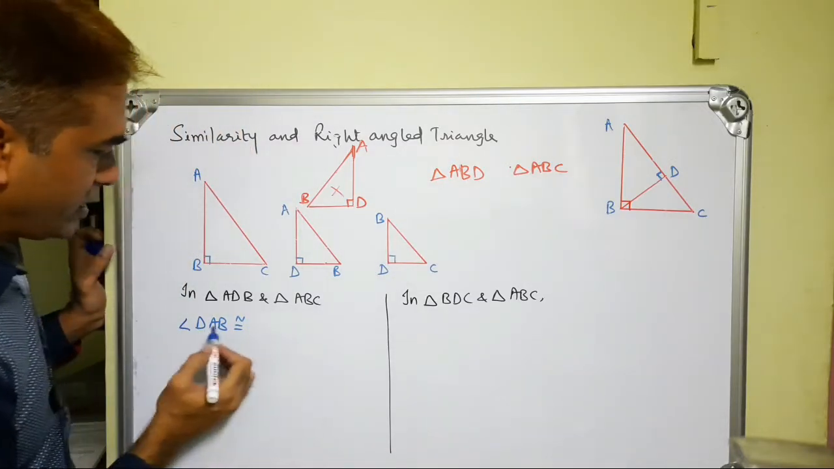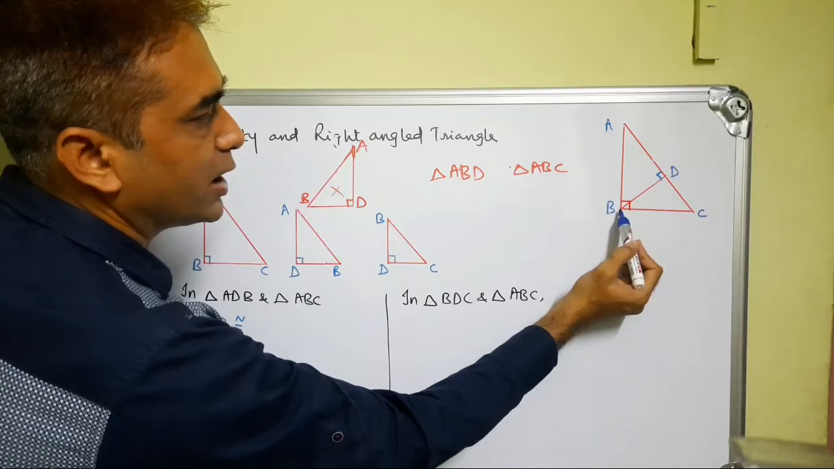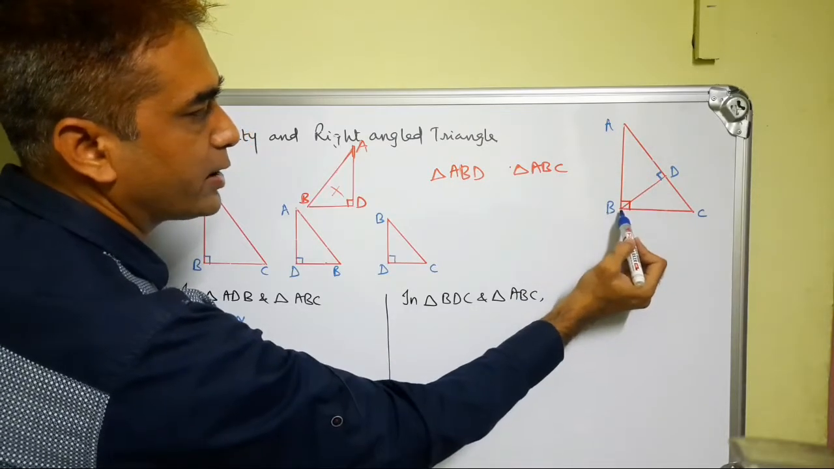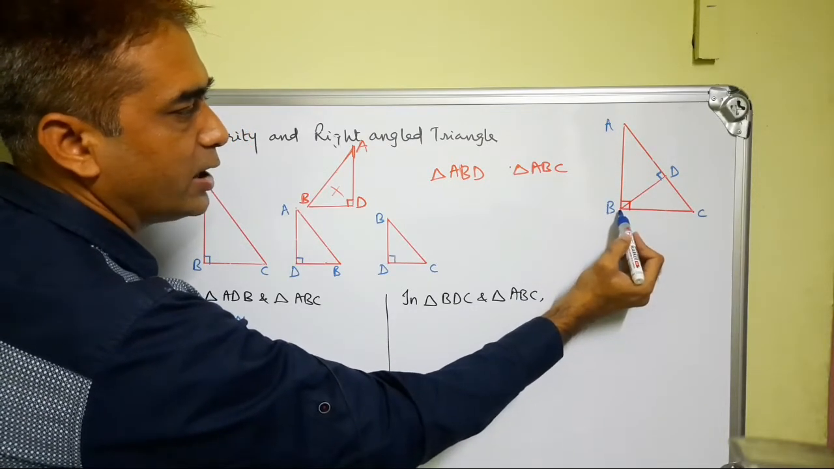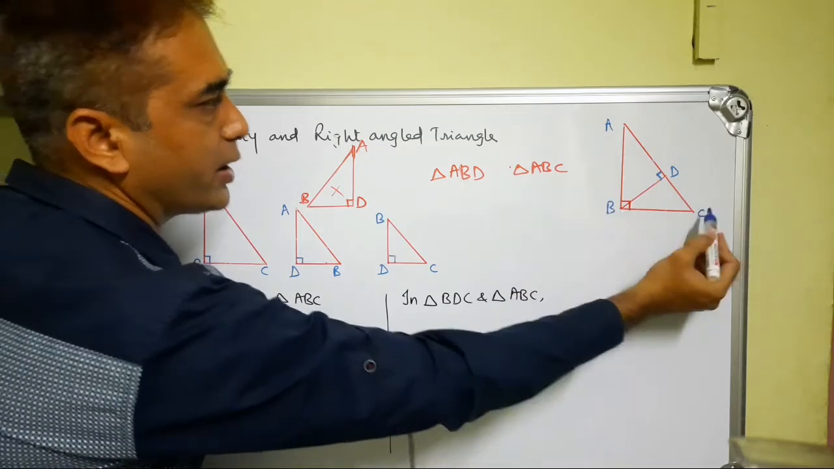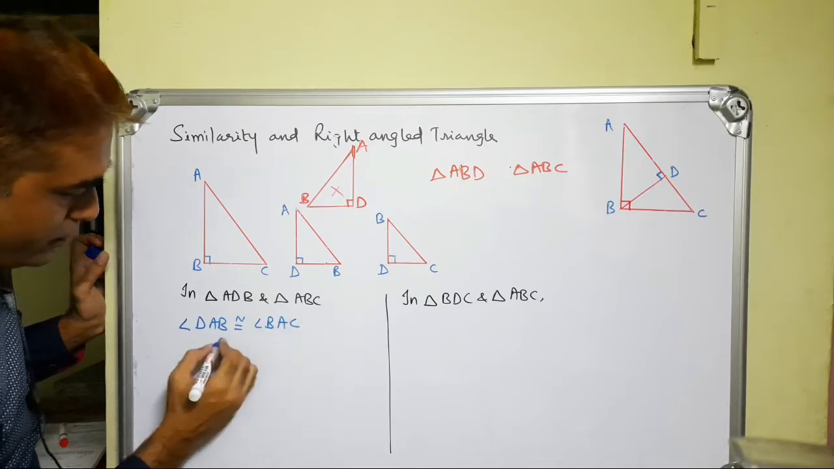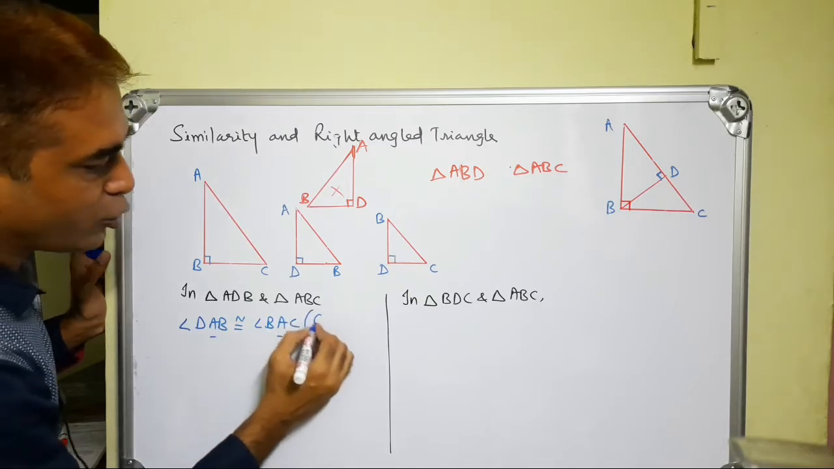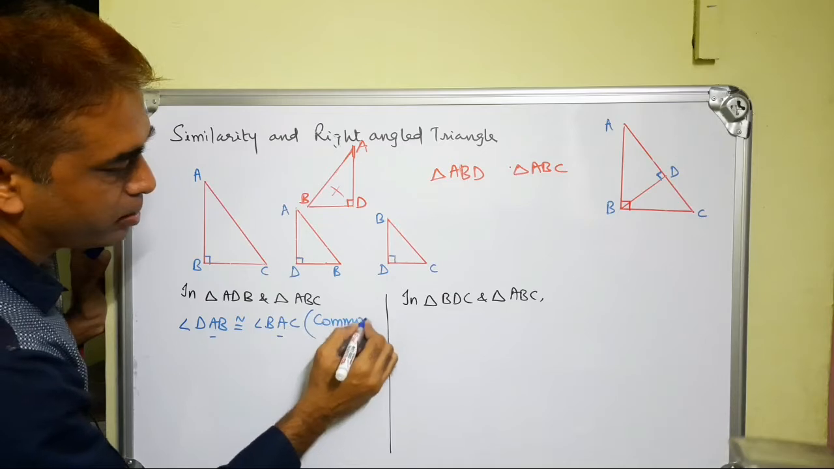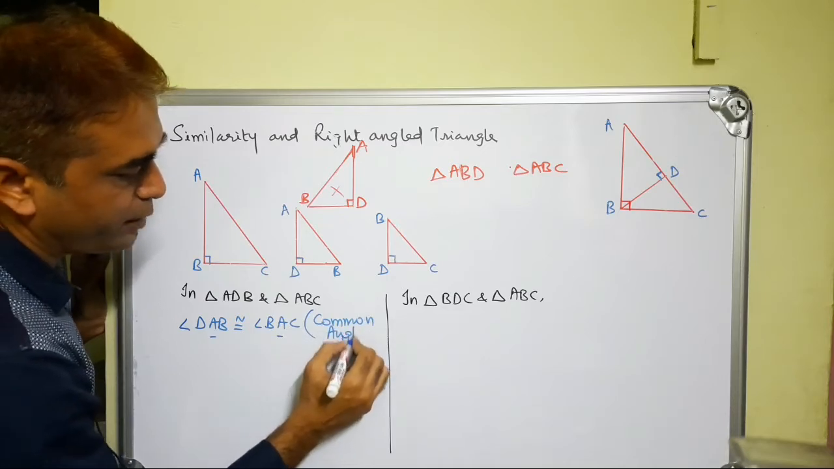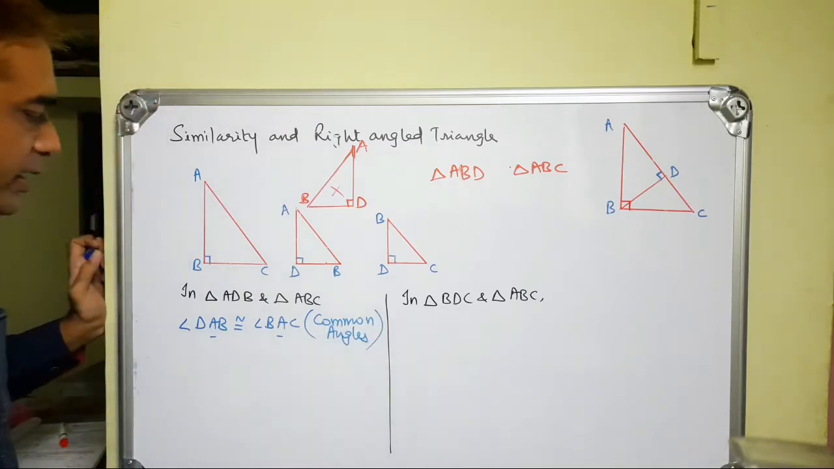Now we have started with right angle D, so again we will start in this triangle ABC with right angle B. So we'll write angle BAC. Both these are congruent because these are common angles. Angle A is common in both the triangles.